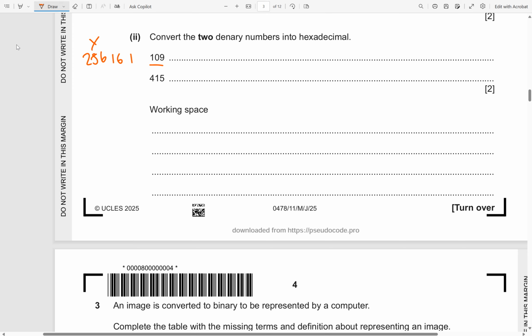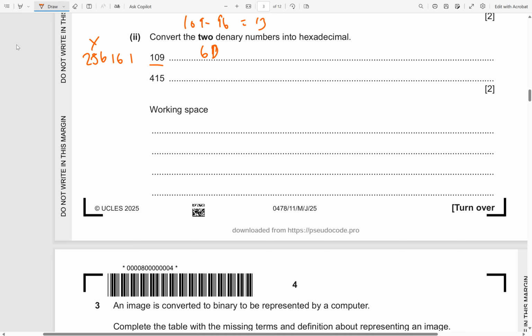So we want to think, how many times can we divide 109 by 16? If we think 5, 5 16ths will be 80, therefore 6 16ths will be 96, and 7 is going to be too many. So here there's going to be 6 16ths, and then we're going to have 13 left over, because 6 16ths is 96, and 109 minus 96 is equal to 13. So there's going to be 13 ones, and 13 is going to be D, because A is 10, B 11, C 12, so that's going to be D.